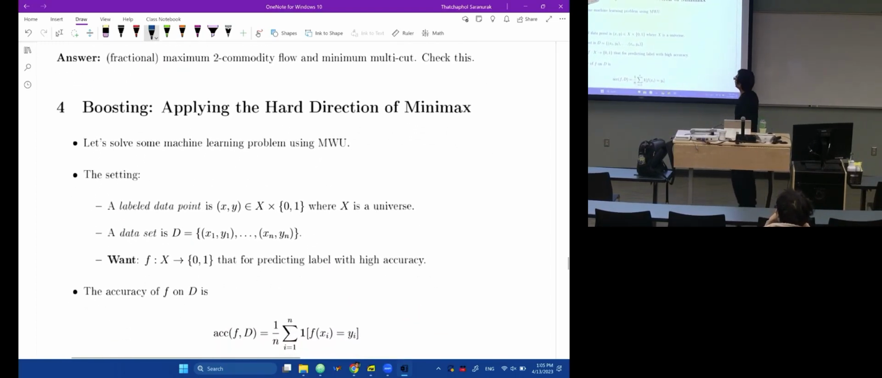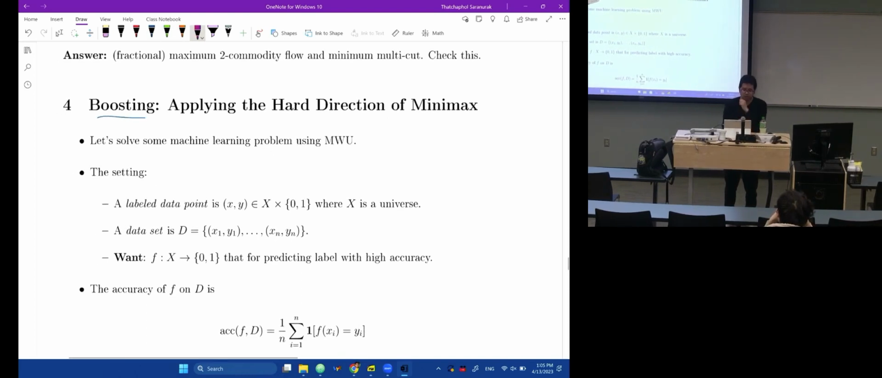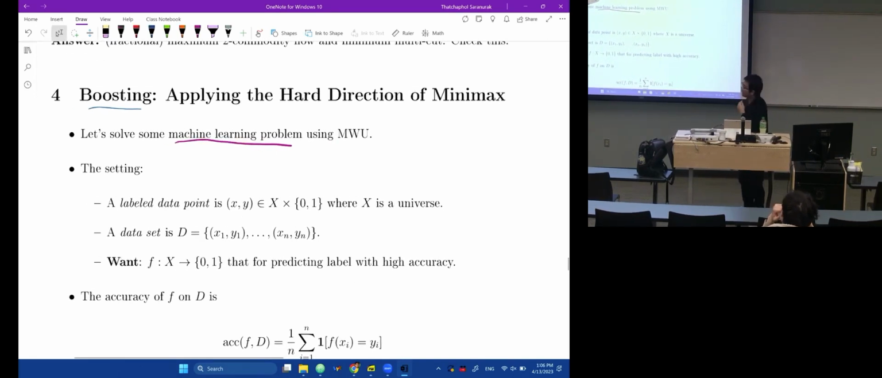Before that, I want to go to the next thing, which is one of the very nice applications of Minimax. It's called boosting. Let's talk about a machine learning problem. The setting is that you have labeled data points (x, y). So x is a picture, y is whether this picture is a cat or not. For each picture, is it a cat? y is 0 or 1.